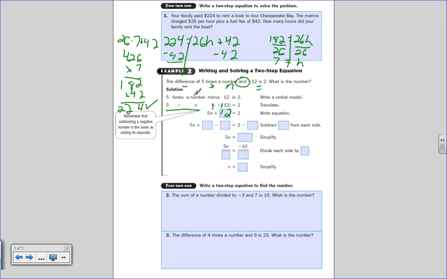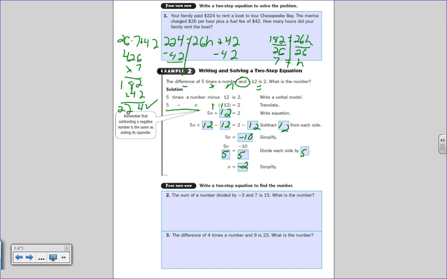Now I've got my two-step equation. I've got adding, so I'm going to subtract the 12 on both sides. Okay, so left side, 12s are gone, I get 5n. 2 minus 12, they show you down below, that is -10. Now it's just a one-step. I'm multiplying, so I'm going to divide, show it like a fraction, they've got it set up for you. 5s are gone, leaves me with n equals -10 divided by 5, -2.